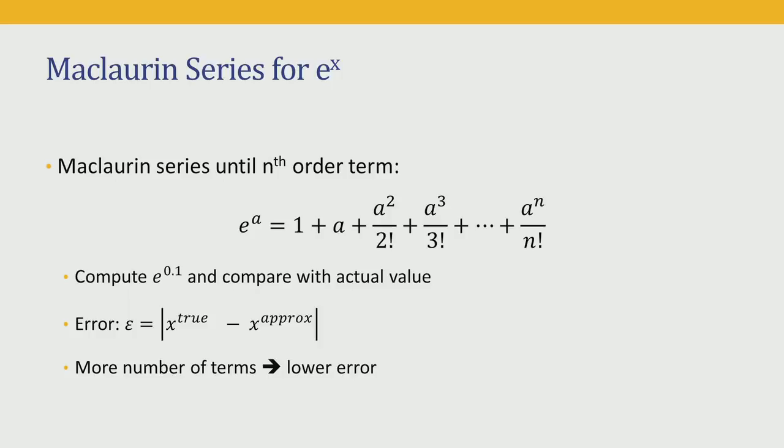Okay, so let us look at the first type of error, that is called the truncation error. What I have listed over here is the Maclaurin series for calculating e to the power x. The Maclaurin series for e to the power a up to nth order term is written as 1 plus a plus a square by 2 factorial plus a cube by 3 factorial and so on. So, what we are going to do is compute e to the power 0.1 using multiple numbers of terms in this Maclaurin series, and we will compare it with the actual value.